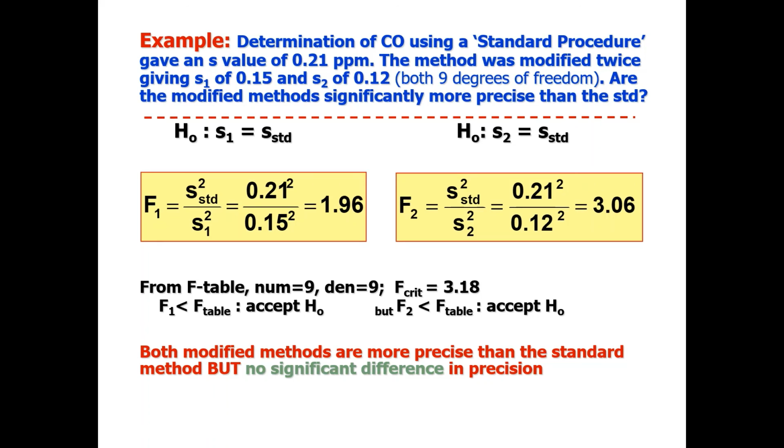So you put in the values, and when it says 0.15, it is 1.96, and then when it is more precise, you get the value of 3.06. So from the F table just now, it is 3.18. Okay, 3.18. So make that comparison. F calculated is less than F table under both occasions. So what is our conclusion then? When F calculated is less than F table, there is no significant difference in precision between the two methods. Okay, so no significant difference, meaning that the difference is not significant.